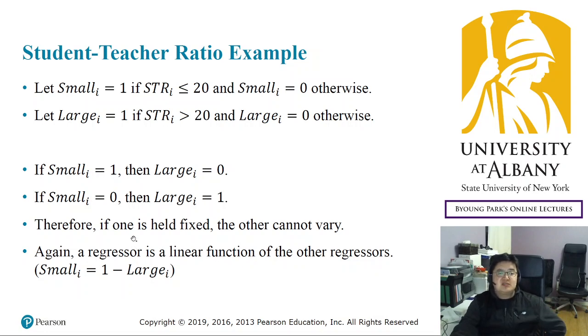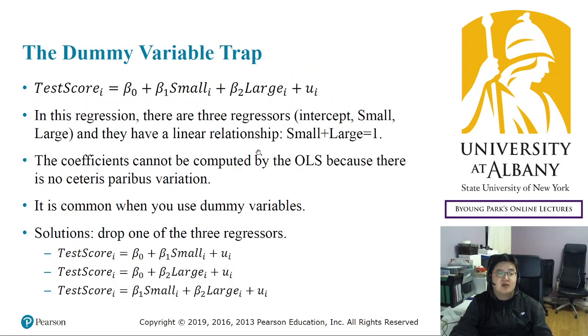So this is the multicollinearity problem. This is the most common multicollinearity problem when you have a dummy variable. The textbook describes this problem as the dummy variable trap. So when you use dummy variables, you have to be careful what you can include and what you have to drop, or you have to choose what to drop.